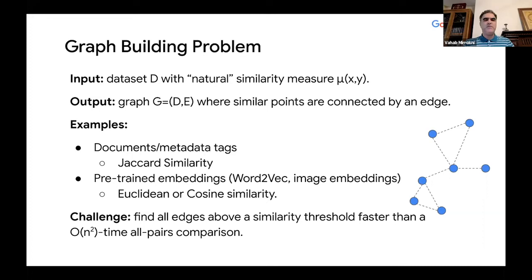The problem is well defined. We are given a data set with some similarity measure between points, and our goal is to basically discover these edges. But we don't want to do an n squared number of computations. We want to examine a sublinear number of pairs. And the examples of the similarity measures that we care about are Jaccard similarity, or cosine similarity, and so on.